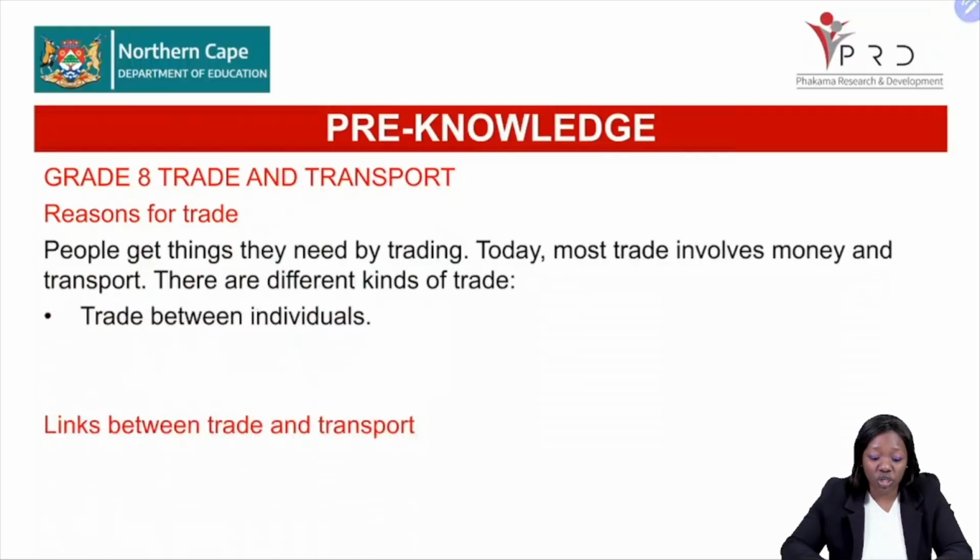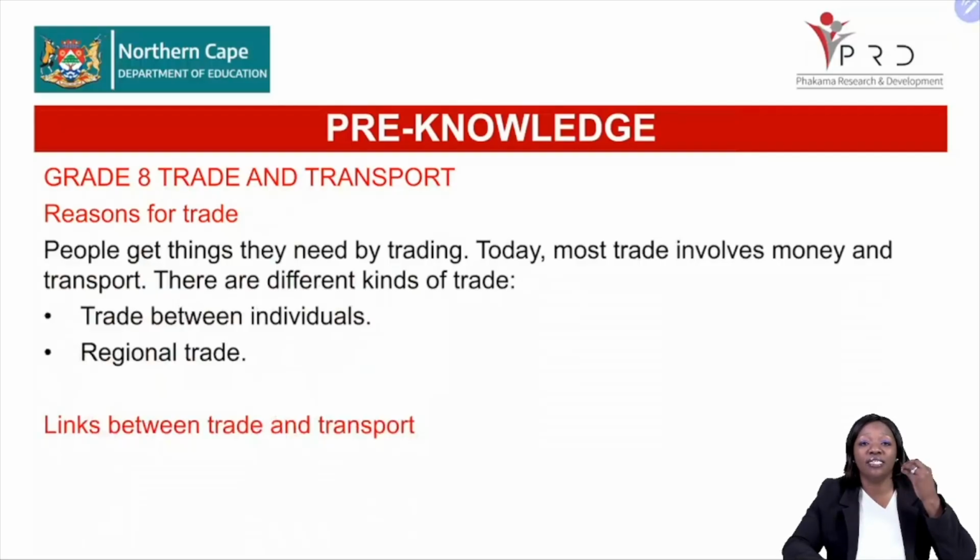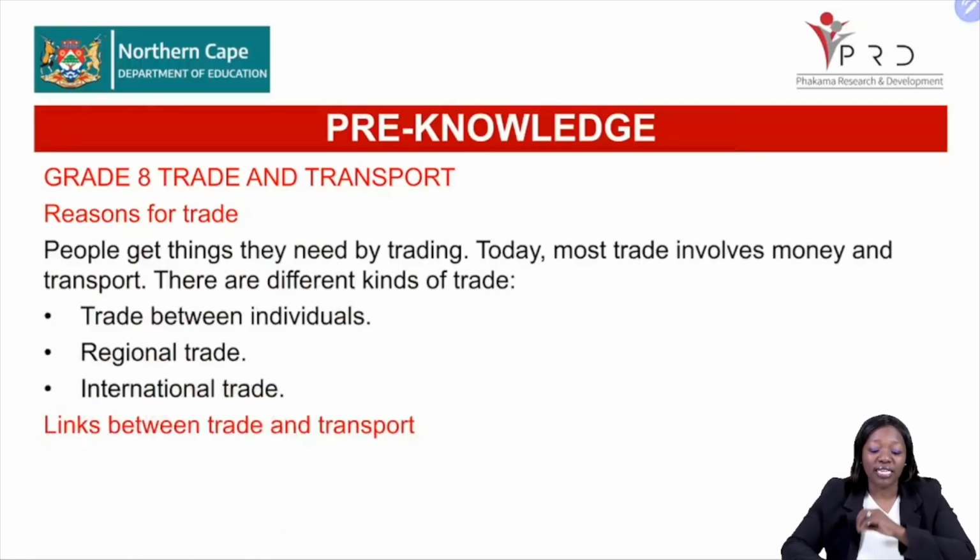So when we're talking about trade, the first one is trade between individuals, between me and you. We are selling something, so it's between individuals. Then secondly, there is regional trade. There is one item or one good or one service that is in one province, and another province needs it. That is regional trade. And then we're looking at the international trade now between other countries. We call it international trade. Remember, we learned this in grade 8.